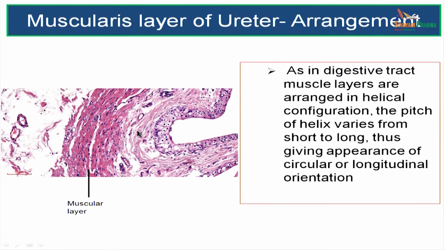So, how is this smooth muscle arranged? I will give you some more details about the arrangement of the smooth muscle in the wall of the ureter. Similar to the digestive tract, muscle layers are arranged in helical configuration. The pitch of the helix, that is height of the helix, varies from short to long. So, it gives an appearance of a circular or longitudinal orientation of the smooth muscle.